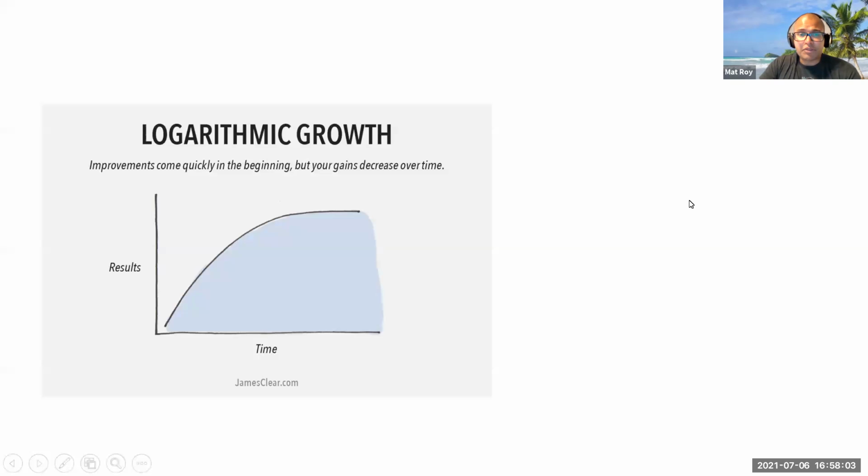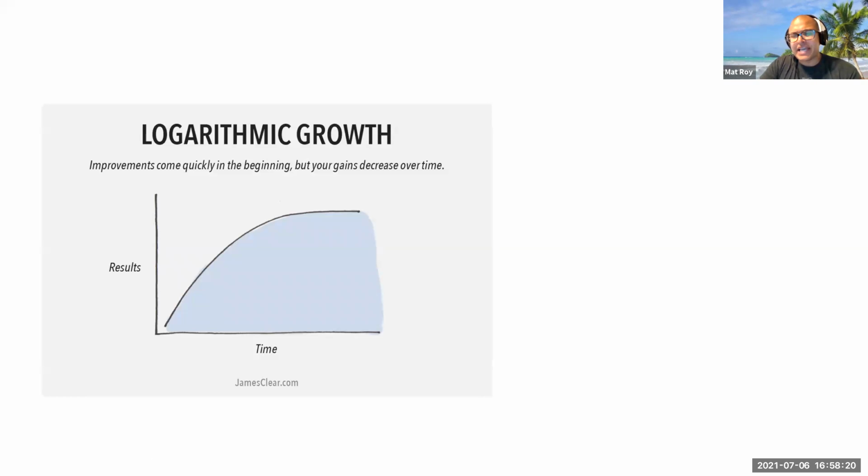Let's talk about logarithmic growth. Logarithmic growth curves model anything that increases quickly in the beginning, but then tends to slow down over time. So that's what's shown in this curve to the left on your screen. It starts to flatten out as you go to the right.